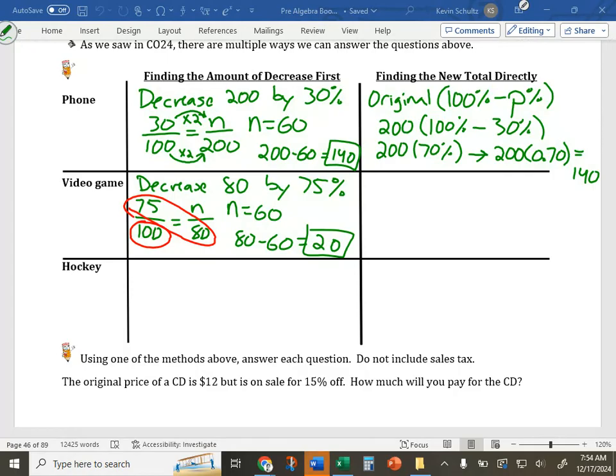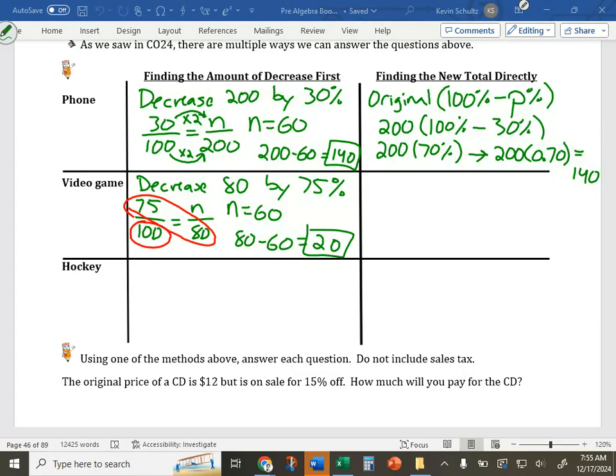Okay? Because if there was no discount, if we weren't decreasing anything, it'd still be 100%. We're taking 30% away, leaving 70% left. And that's why this formula works. 30% away from 100% leaves 70% left. And so finding 70% of 200 gets us that new total directly.